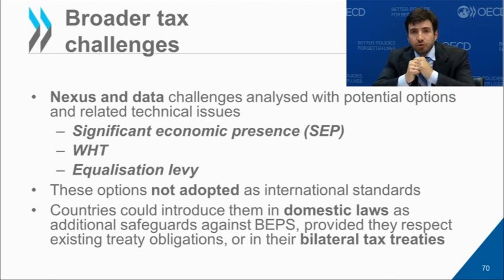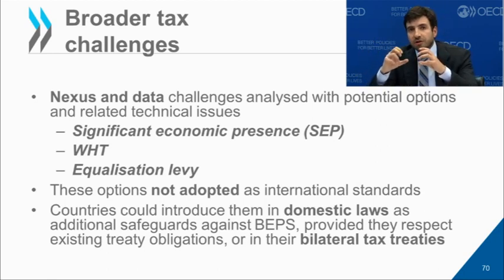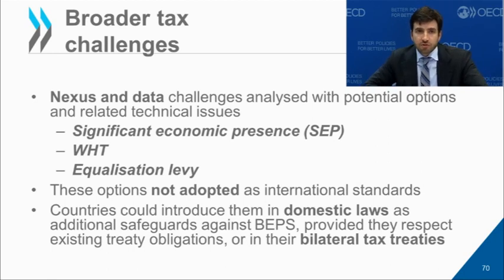What the work produced is a number of potential options that could deal with these challenges, ranging from a significant economic presence test, so a threshold for the taxation of non-residents which is not based on physical presence but is based on revenue factors combined with a number of other factors like digital factors, user-based factors, in any case factors that demonstrate the constant interaction with the economy of another country. Second, a withholding tax on digital transactions. And third, an equalization levy that would probably solve the issues related to attributing profits to such a significant economic presence.